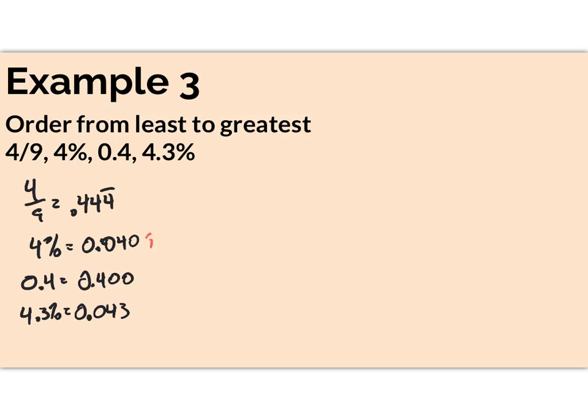All right, 40 is the smallest, 43, then 400, and then 444. So now we can see that they're all to the thousands place. We can put them in order. So 4% is the smallest, 4.3% is the next, is bigger. 0.4 is way bigger than that, and then 4/9 is the largest of them all.